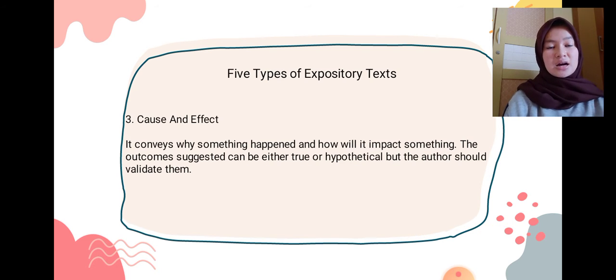And next, cause and effect. It conveys why something happened and how it will impact something. The outcome suggested can be either true or hypothetical, but the author should validate them.